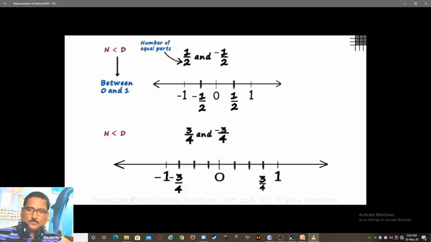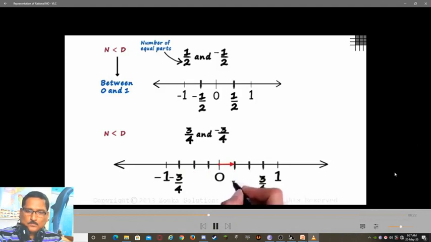But let me ask you a question. You have plotted the numbers 3 by 4 and minus 3 by 4. But do you know which numbers are plotted on these points? Here's your answer. Since this is one part, we mark 1 by 4 here.